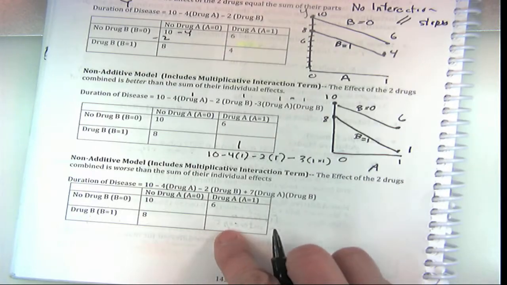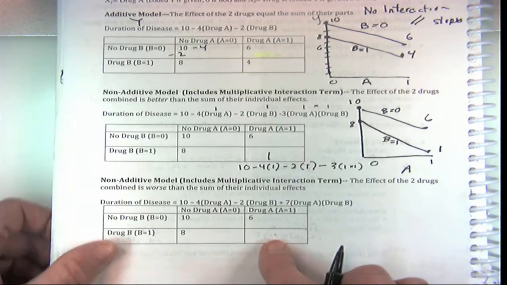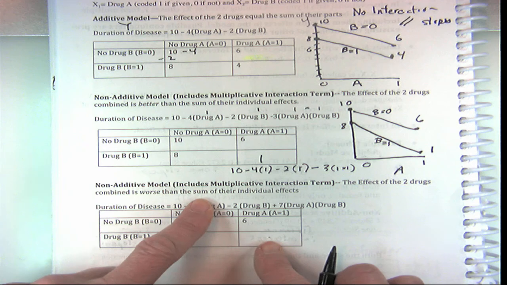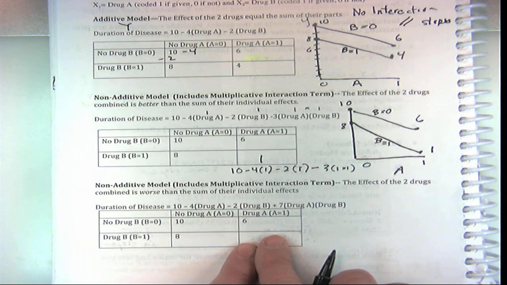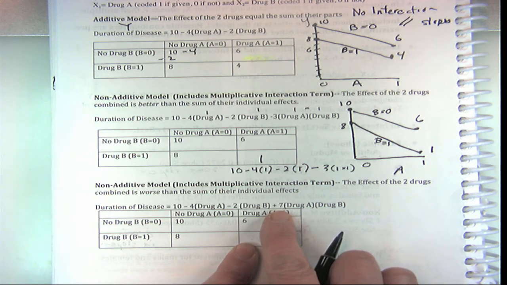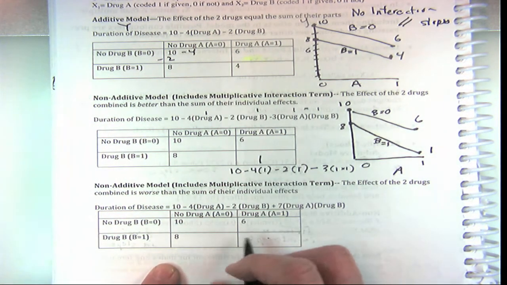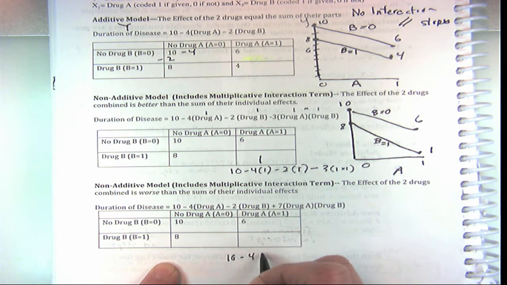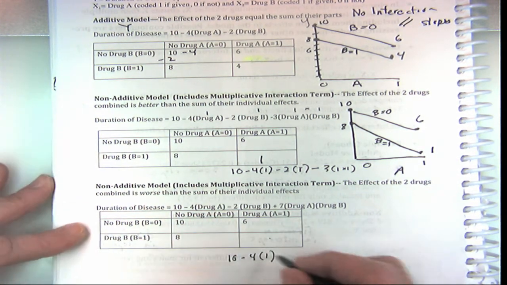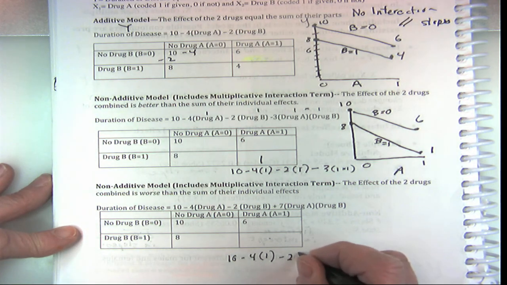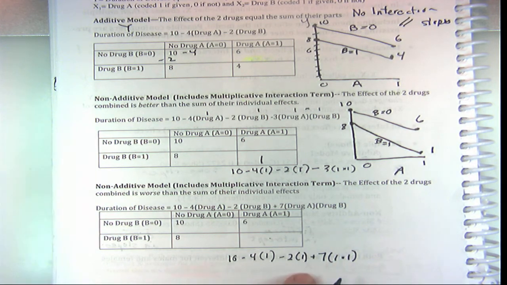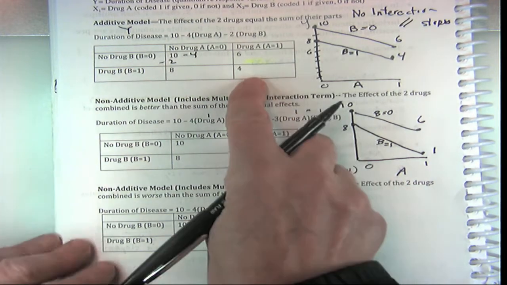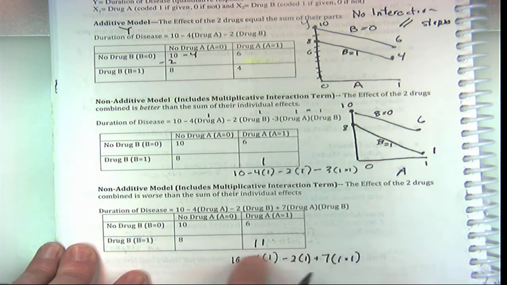So here's the same thing, but now it's going to be worse. The effect is worse than the sum of their individual effects. It's worse because now your disease is going to last 7 days more. So here, watch, we can do the same thing. We have 10 minus 4 times 1, I'm putting 1 in for everything, minus 2 times 1 plus 7 times 1 times 1. So now we have 11 here. It's 7 more than what it would be before.